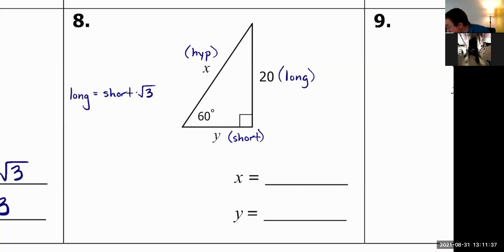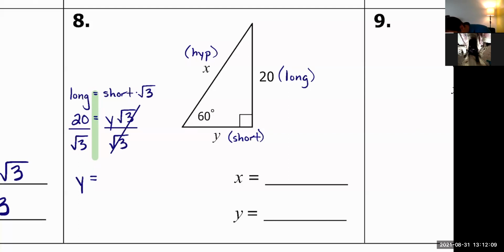Do I know the long leg though? It's 20. What's my short leg? Y. And I have the square root of 3. How would I get that by itself? Divide both sides by the square root of 3. And I'm going to do a little flipperoo here. That means Y equals 20 divided by the square root of 3.